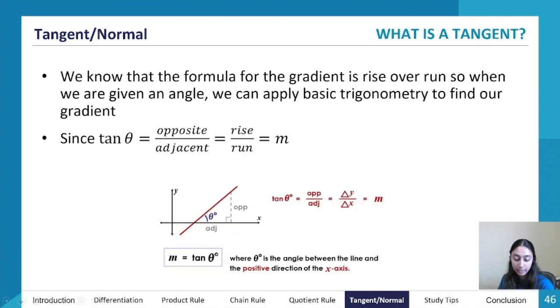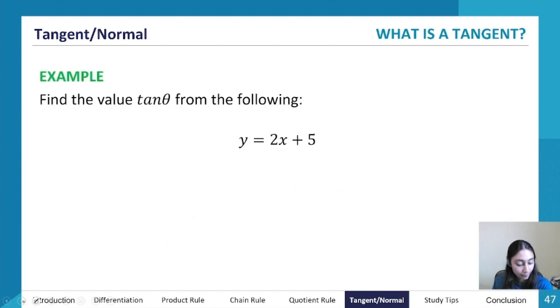So we know the formula of the gradient is rise over run. So when we're given the angle, we can apply basic trig to find our gradient, right? So since tan theta is equal to opposite over adjacent, it's equal to rise over 1, which is the gradient, which I'll give you an example of now. So find the value of tan theta from the following.